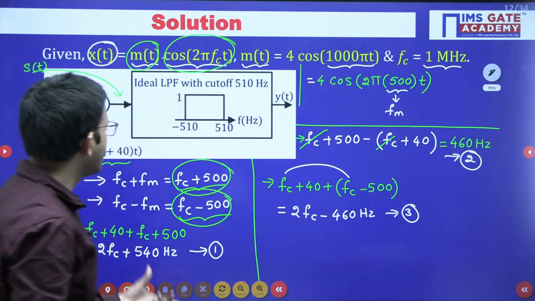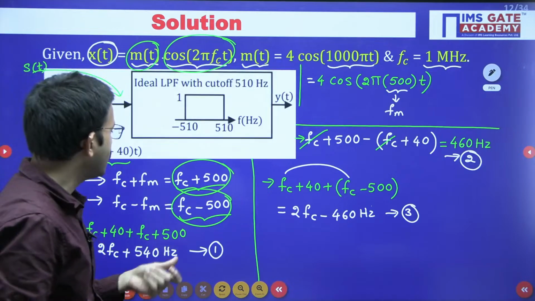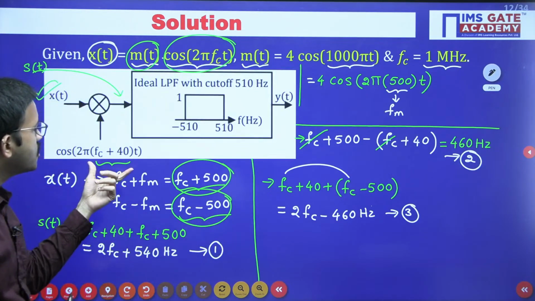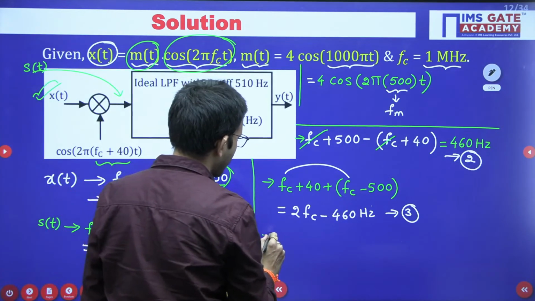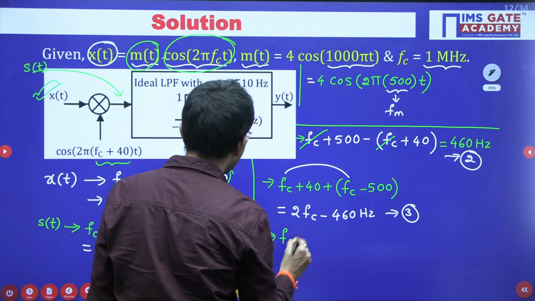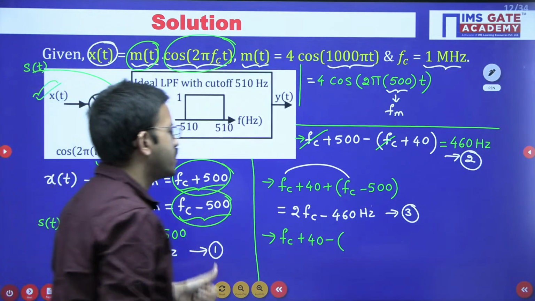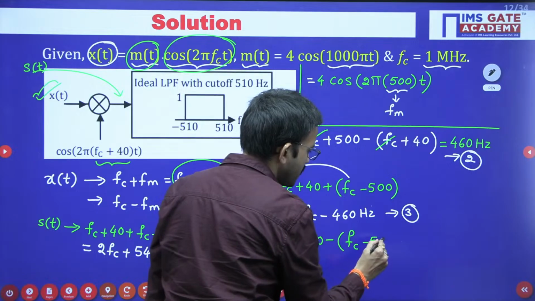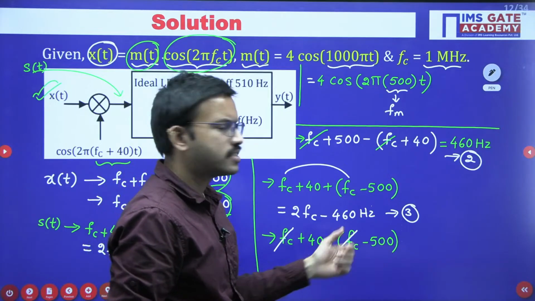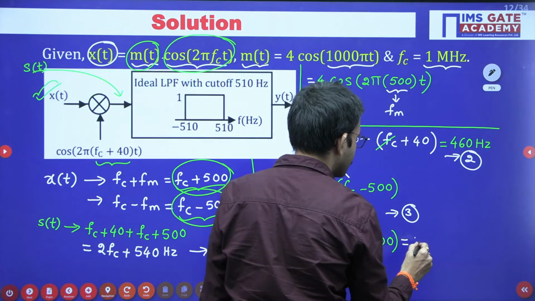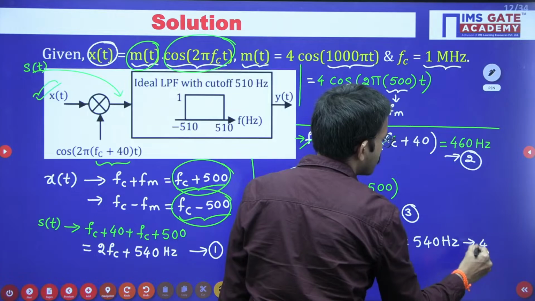And the last one, we have to subtract. Now tell me, among these 2 frequencies, which one is the smaller? Obviously this is the smaller, because here you are performing addition, so the other is larger when compared to this one, right? So for the fourth frequency, you consider the higher one, fc plus 40 minus fc minus 500. Here fc will get cancelled, minus of minus is plus, so you are getting 540 Hz. This is the fourth frequency.